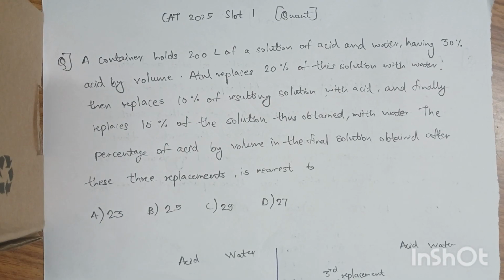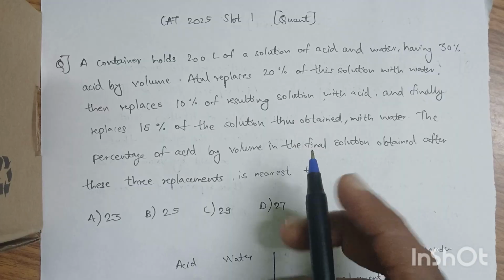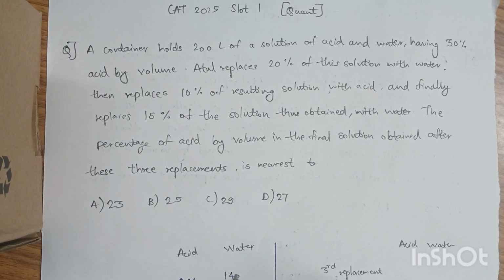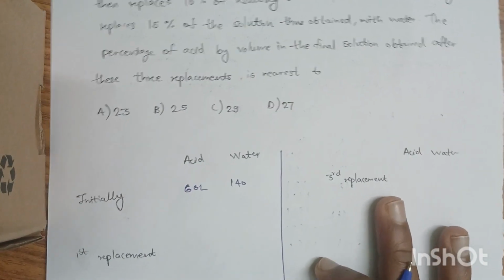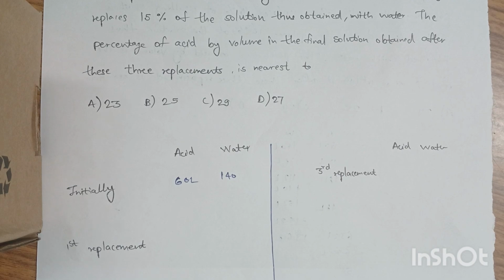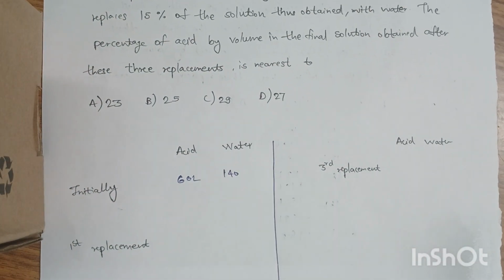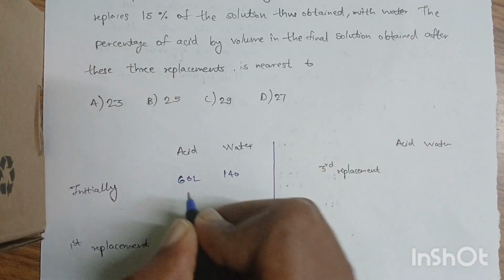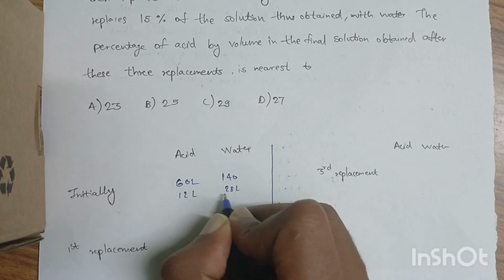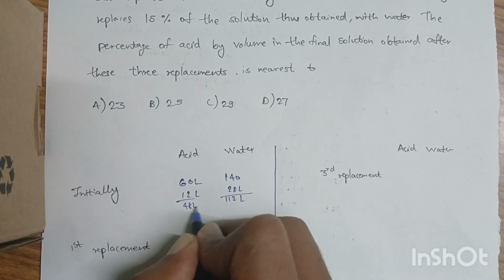Initially 200 liters of solution is present, of which 30% is acid. So acid is 60 liters and water is 140 liters. I have written that initially acid is 60 liters and water is 140 liters. After that Atul replaces 20% of this solution with water. So 20% of the acid is removed, which is 12 liters, and 28 liters is removed from water. These are the remaining quantities of acid and water.